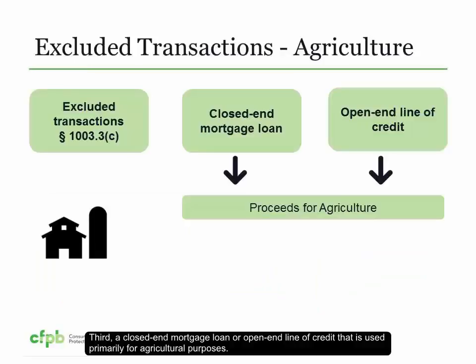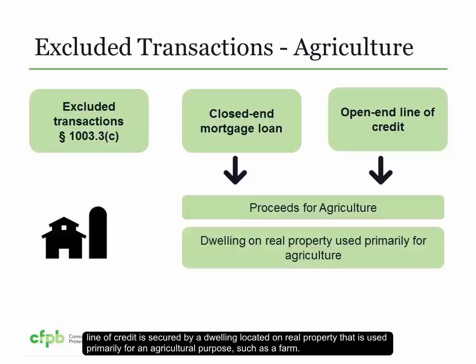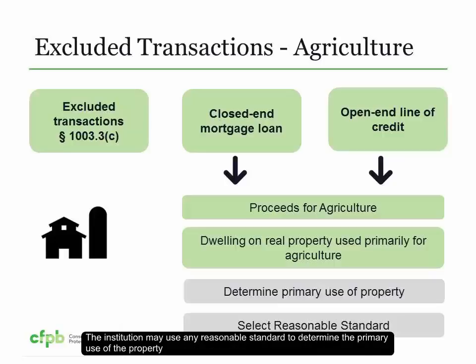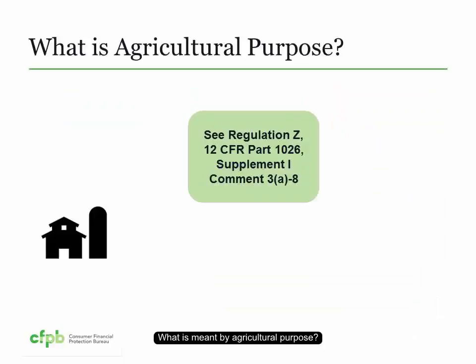Third, a closed-end mortgage loan or open-end line of credit that is used primarily for agricultural purposes. A loan or line of credit is used primarily for agricultural purposes if the proceeds will be used primarily for agricultural purposes or if the loan or line of credit is secured by a dwelling located on real property that is used primarily for an agricultural purpose, such as a farm. The institution may use any reasonable standard to determine the primary use of the property and may select any reasonable standard to apply on a case-by-case basis. What is meant by agricultural purpose? Regulation C looks to Regulation Z's commentary.